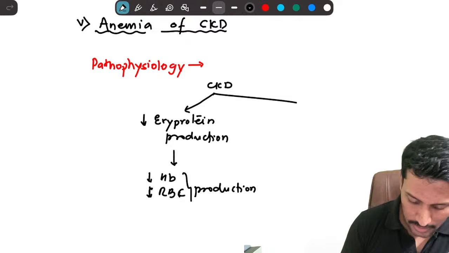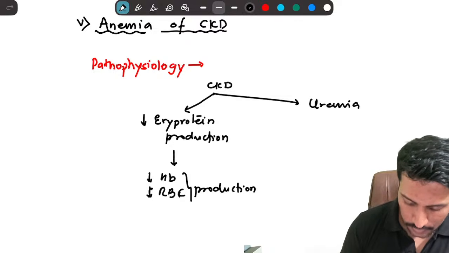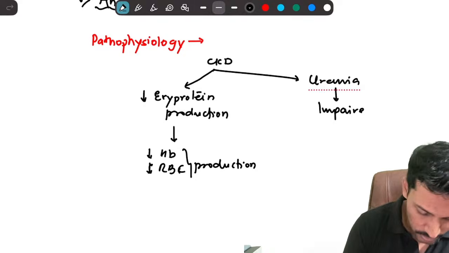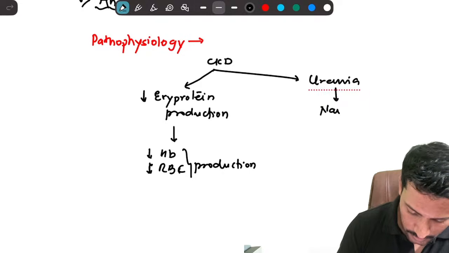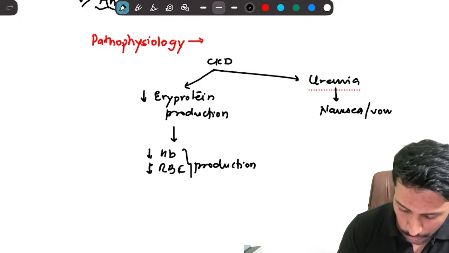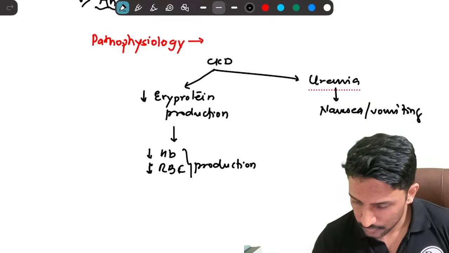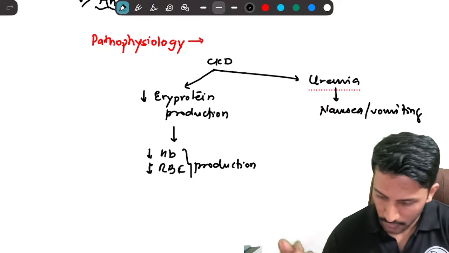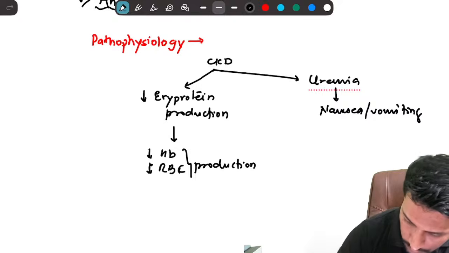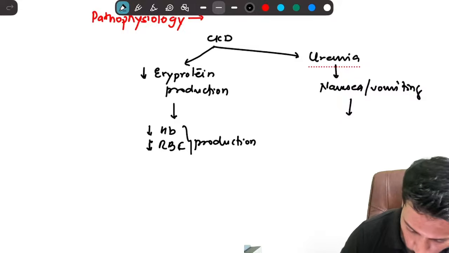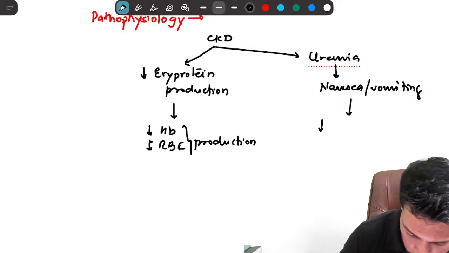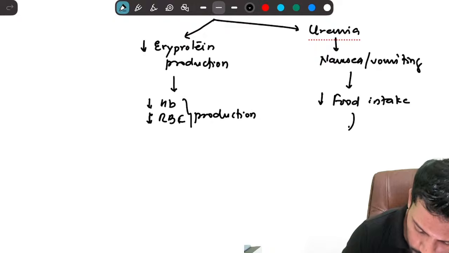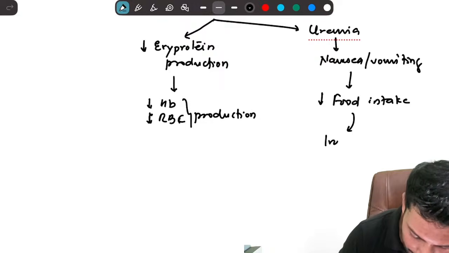But then CKD will also have uremia. Uremia causes nausea, vomiting. These people will have aversion to food. So once there is nausea and vomiting, you will have decreased food intake, or you can say there is aversion to food, and this decreased food intake or aversion to food will lead to iron deficiency.